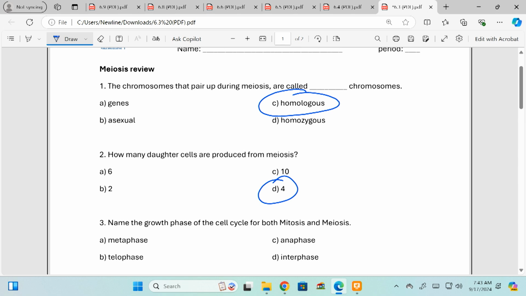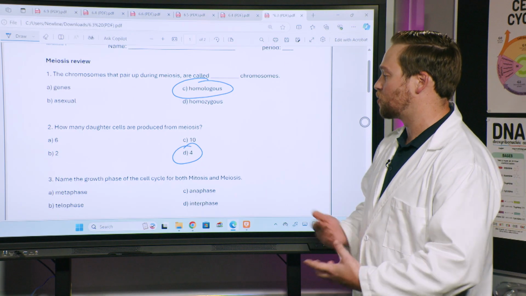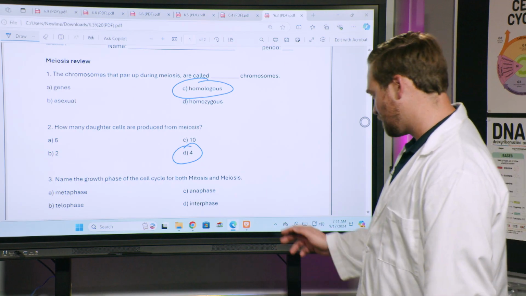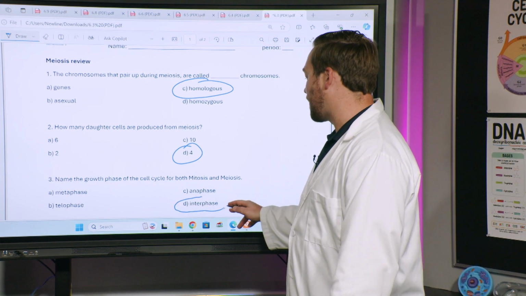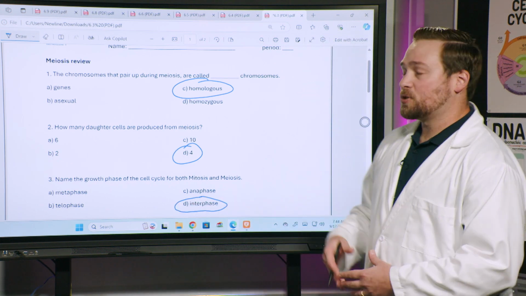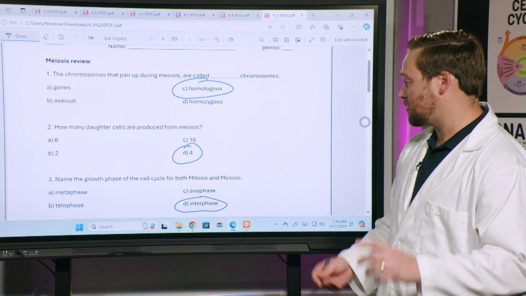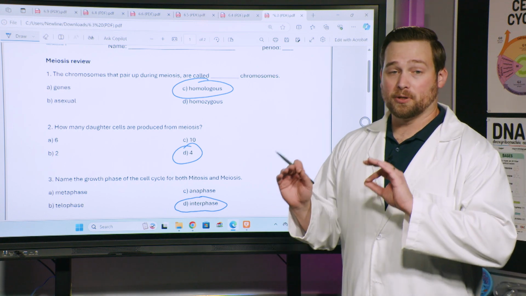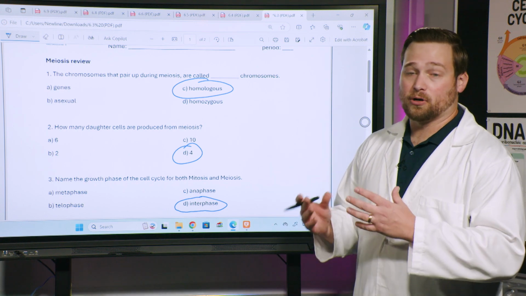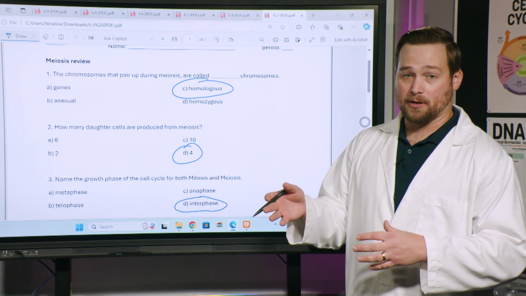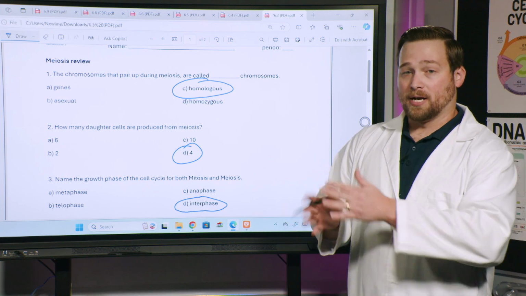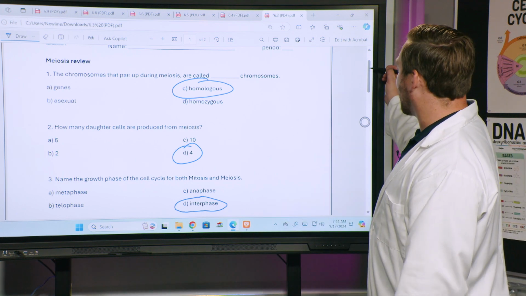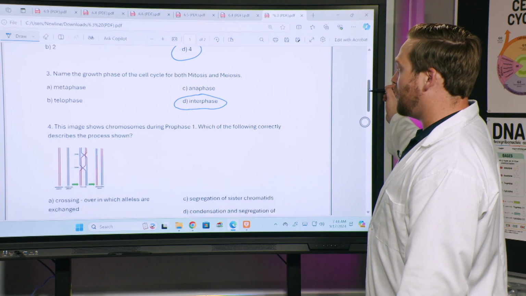Okay, 3 says, name the growth phase of the cell cycle for both mitosis and meiosis. So what do we call that phase? The cell's not dividing, but it's growing and getting ready to divide. You might remember that that's called interphase. That happens with both mitosis and meiosis, but it's very important to note that interphase does not occur in between meiosis 1 and meiosis 2. It happens before, but not in between. Okay, great. So let's scroll down and keep it going.